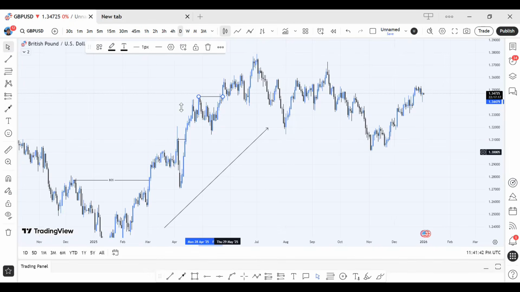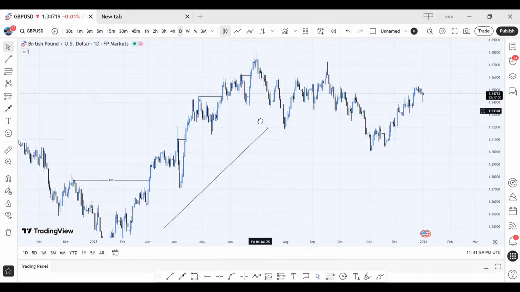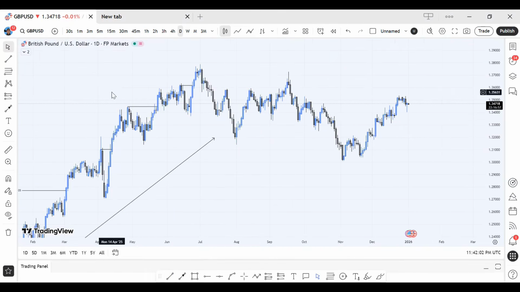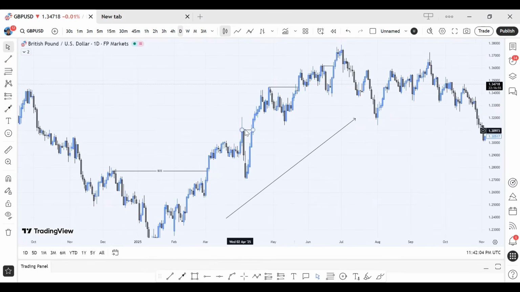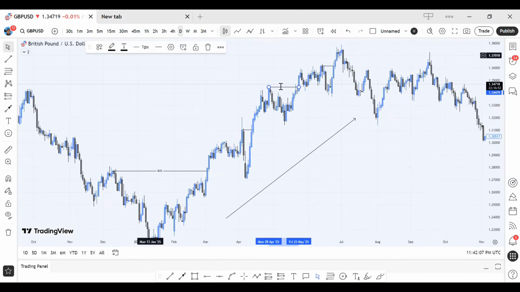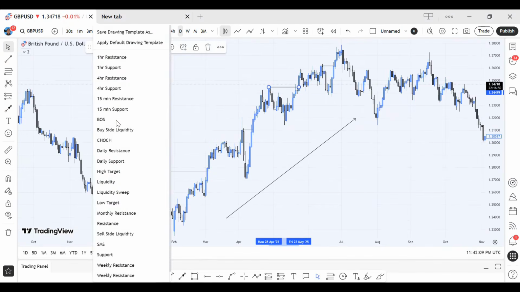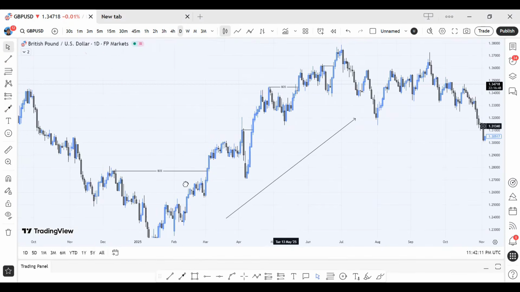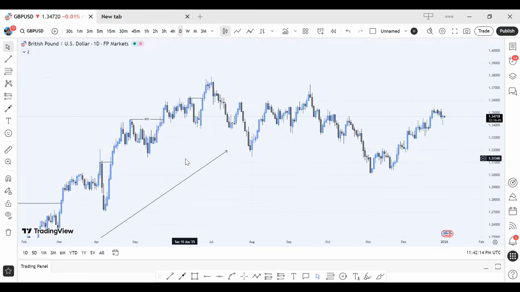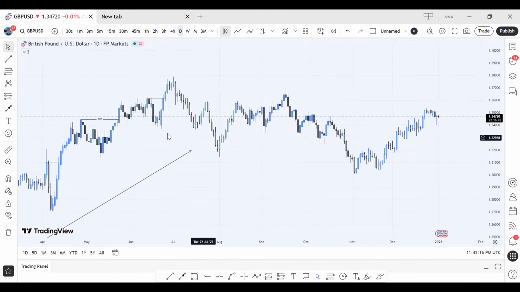The fourth break of structure was over here, right? But now we can see that we are having breaks of structure towards the highs, break of structure, break of structure, all to the upside, right? Then suddenly we are seeing that we are now breaking structure towards the low.